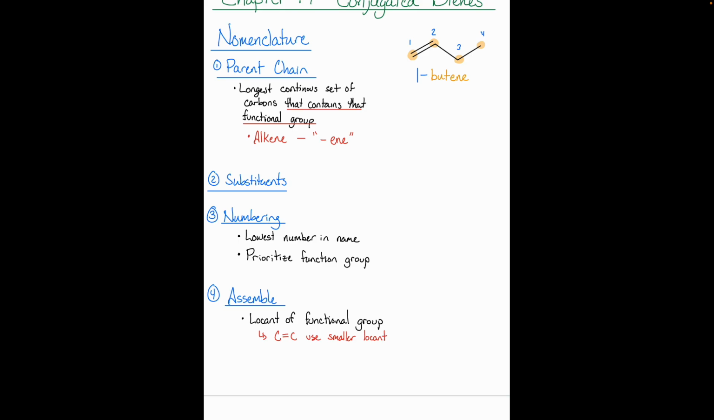So we took those same 4 steps that we had laid out for nomenclature previously, and we've added to them for our new functional group, our alkene. Let's take these and put them into practice here. I'm going to do these 2 examples.